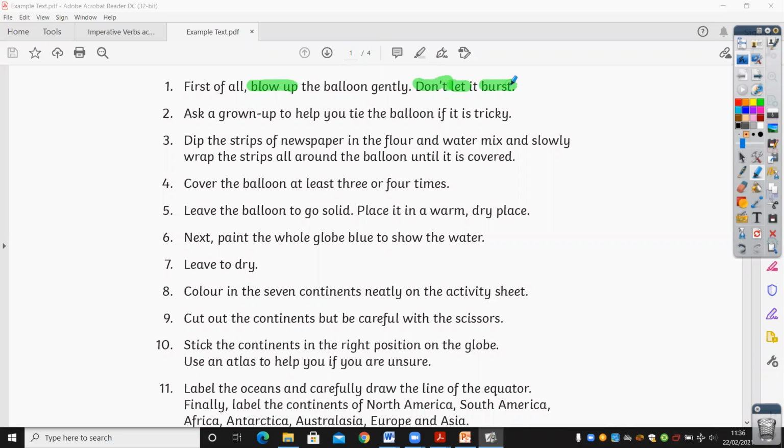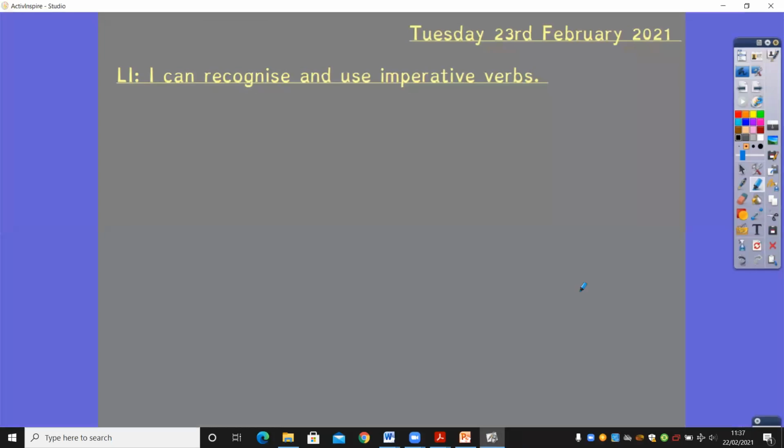How many verbs would you have found in just the first step? One, because blow up is one verb together. In fact, we call it a phrasal verb, but we don't have to worry about it too much. But that makes one verb. Don't, let, and burst would be 4 verbs in just the first step of the instructions, children. So let's have a look at a PowerPoint together, children.